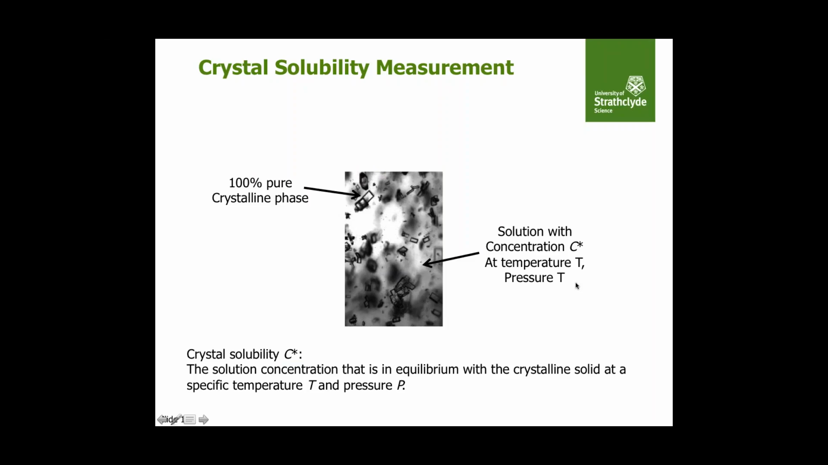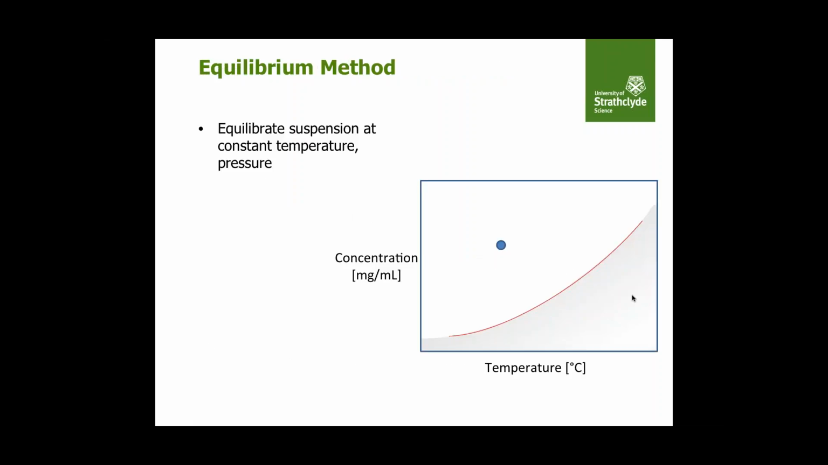So how do we measure this solubility? The solubility is just the solution concentration that is in equilibrium with the crystalline solid at a specific temperature and pressure. And we can measure that by just making a suspension of crystals in a solution and then leave it for a long time to equilibrate at a certain temperature and pressure, and then take a sample of the solution and analyze the concentration in that solution. And you can analyze that by HPLC or through just evaporating the solvent and weighing how much is remaining.